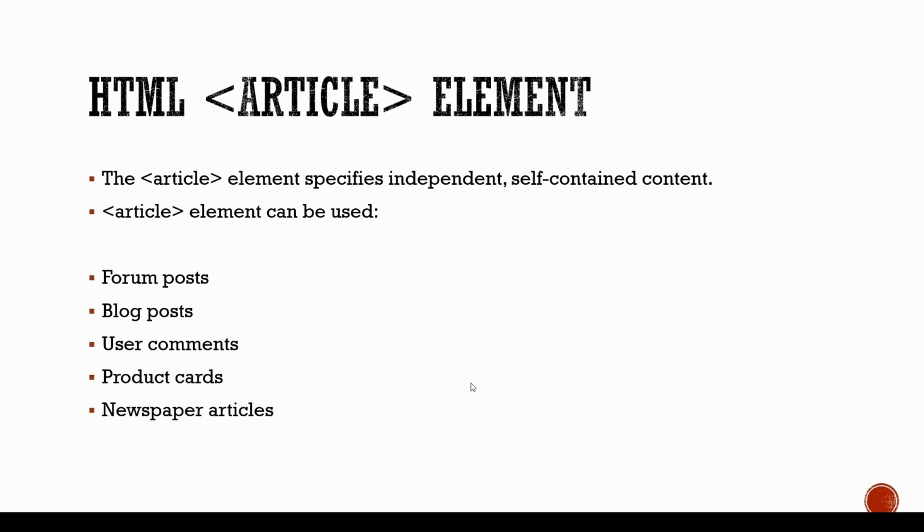Now, let's have a look at the HTML article element. The article element specifies independent, self-contained content. The article element can be used for a forum post, blog post, user comments, product cards, or newspaper articles. So let's have a look at it in our code.